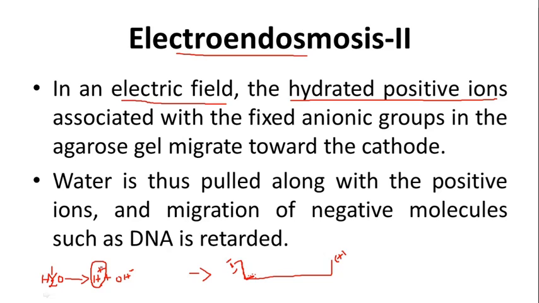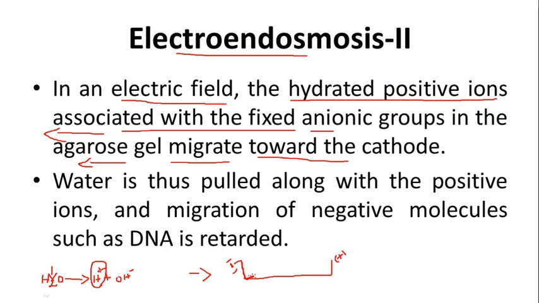But these hydrated positive ions easily migrate because they are not attached, not associated. The hydrated positive ions on the surface of the gel matrix are fixed to the surface of the gel, and they never migrate. But these H plus hydrated positive ions are not fixed, so they can easily migrate towards the cathode.